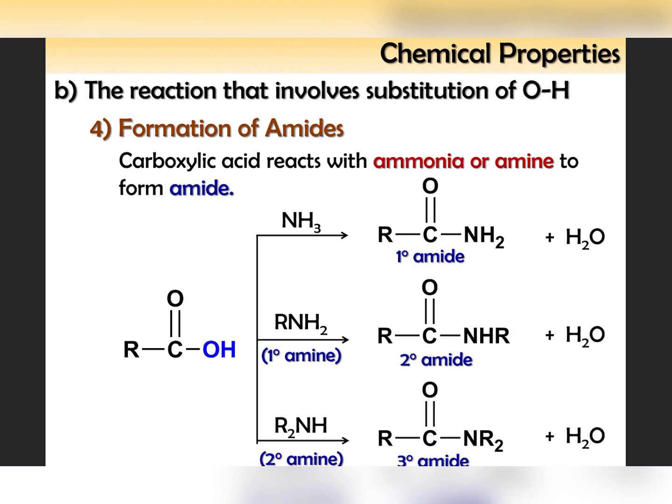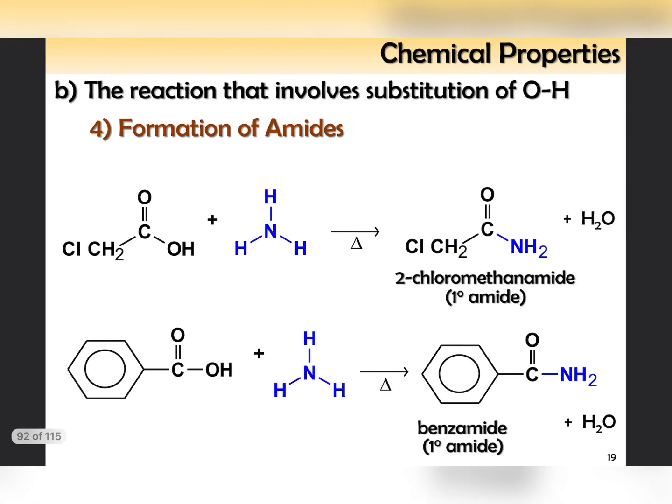amide is this part. Okay, so look at it: if it is bonded to one alkyl, it is a primary amide. If it is bonded to two alkyl groups, it is a secondary amide. If it is bonded to 1, 2, 3, you have NR. Okay, 1, 2, 3. So this is a tertiary amide. Okay, let's have a look at the example.